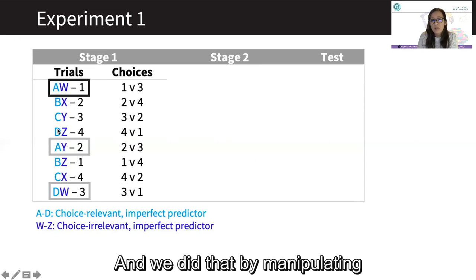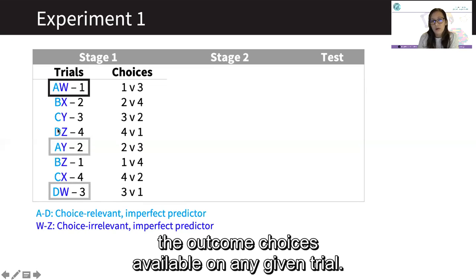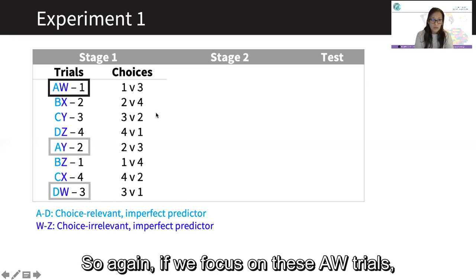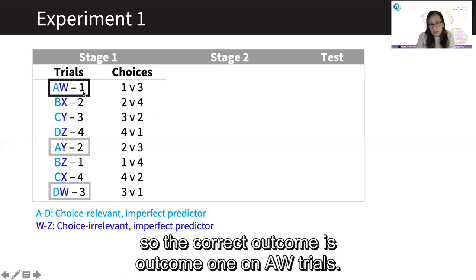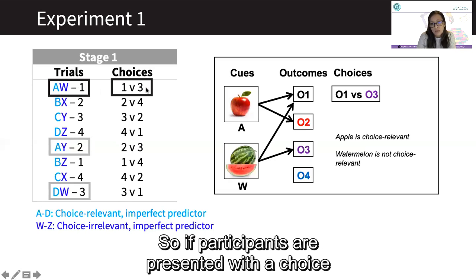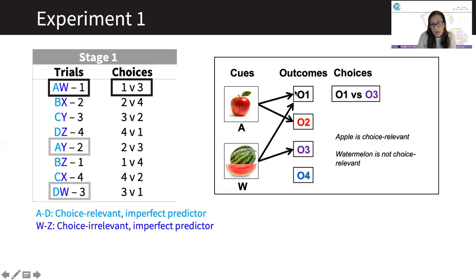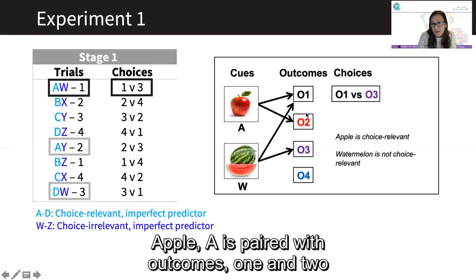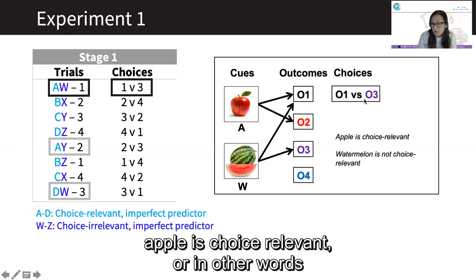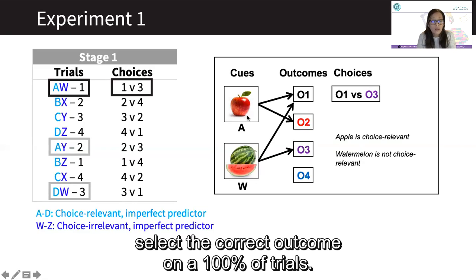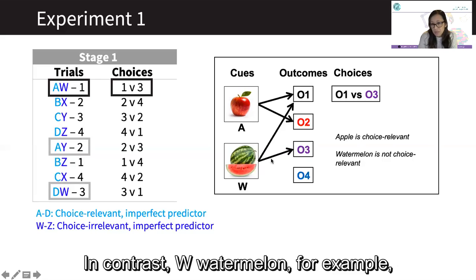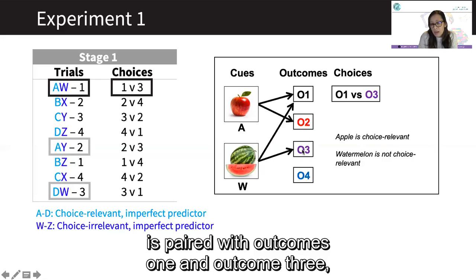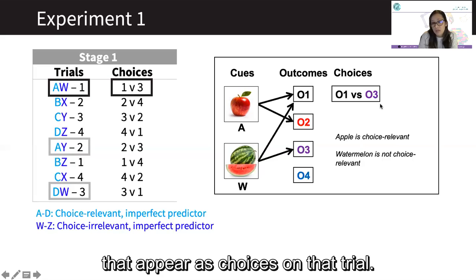And we did that by manipulating the outcome choices available on any given trial. Again, if we focus on these AW trials, the correct outcome is outcome 1. If participants are presented with a choice between outcomes 1 and 3, what we can see is that because Apple, A, is paired with outcomes 1 and 2, Apple is choice relevant, or in other words, attending to Apple will allow you to select the correct outcome on 100% of trials. In contrast, W, watermelon for example, is paired with outcomes 1 and 3, and those are the exact outcomes that appear as choices on that trial.